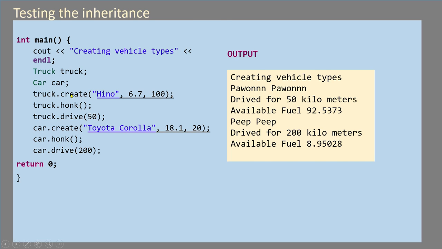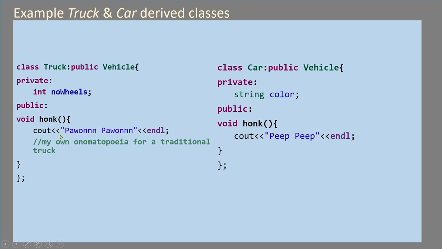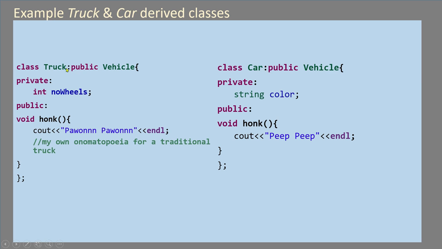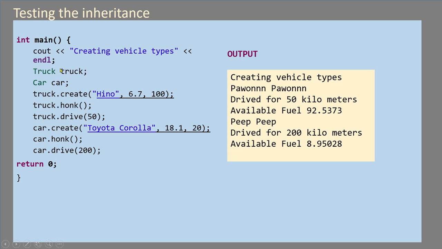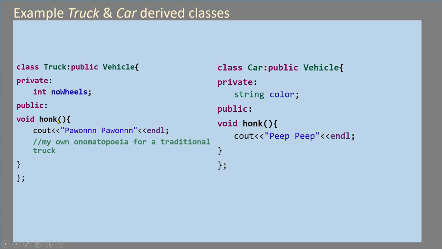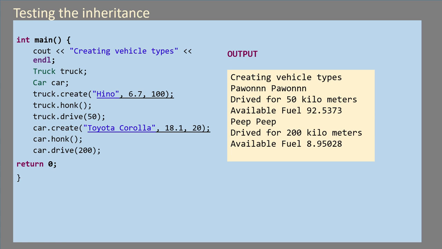Truck.create. If you see, I don't have any create function over here, but still I can use create using the object. Why? Because this truck has been inherited as a child class, so I can use this generic function create with these parameters. Now honk, I have two honks, one is the parent and another is the child. Since the child has redefined this function, the function of the child will be called, not the parent.